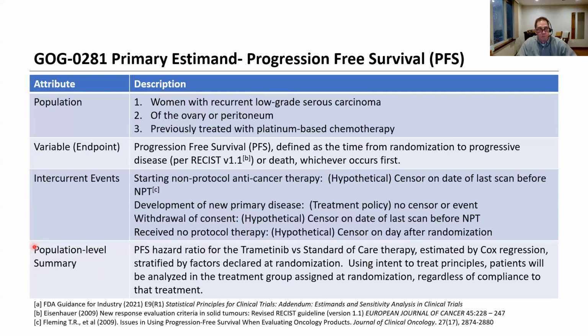And then the population level summary is the last attribute. This is how are we going to tell the world how the study did. So in this case, my primary analysis or my primary treatment effect estimate was the progression-free survival hazard ratio for trametinib versus standard of care therapy, estimated by a Cox regression model stratified by the factors declared at randomization. We use an intent to treat principle. Patients will be analyzed in the treatment group assigned at randomization, regardless of compliance with that treatment.